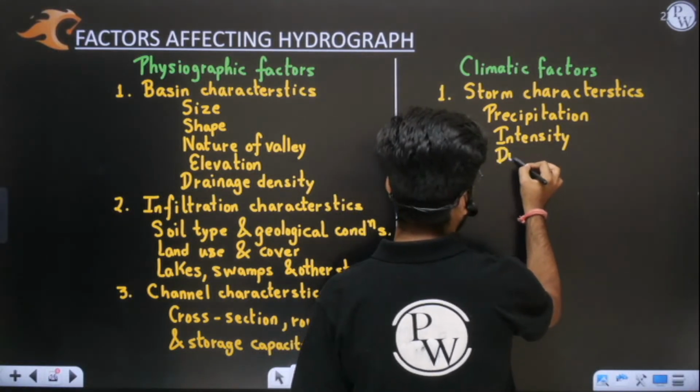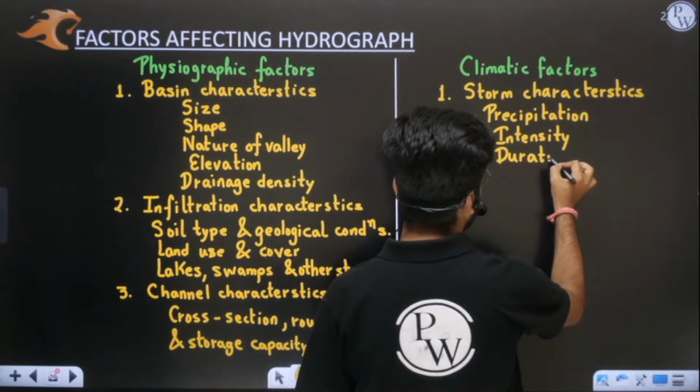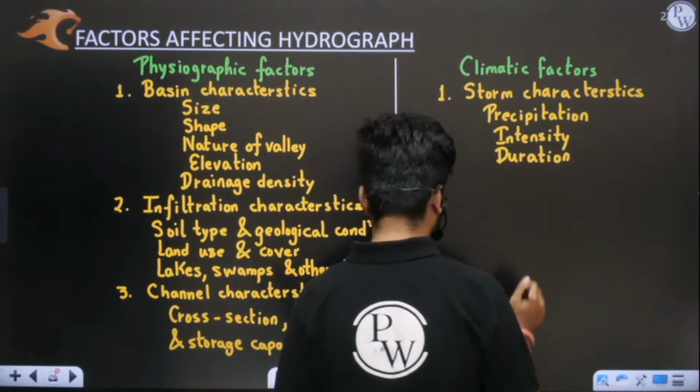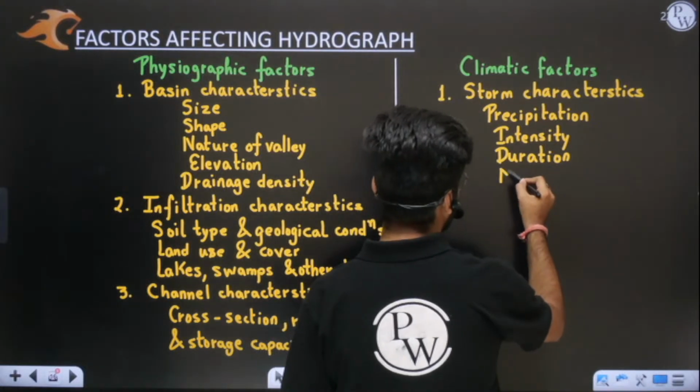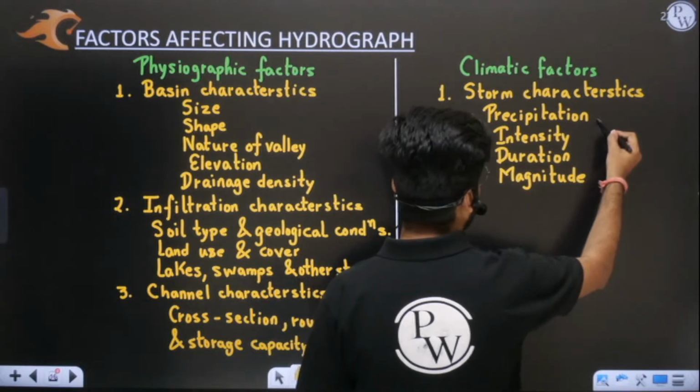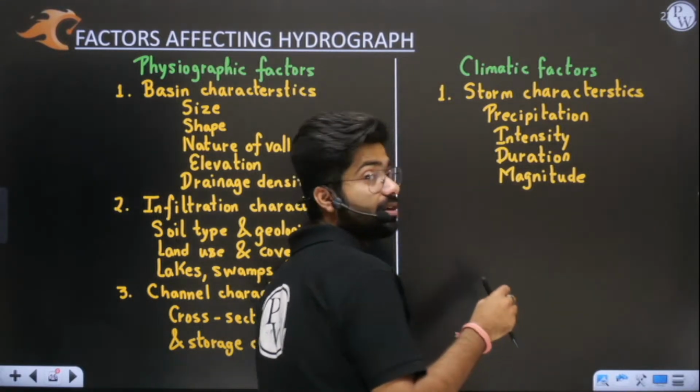Then how long your rainfall has lasted? What is the duration of rainfall? On that also your hydrograph shape will depend. Then what is the magnitude? What kind of precipitation? Is there snowfall or is there rainfall?